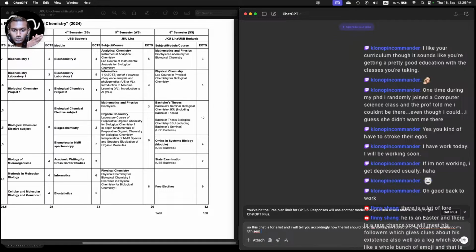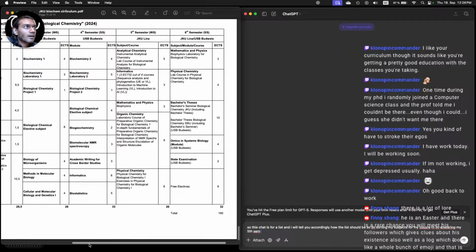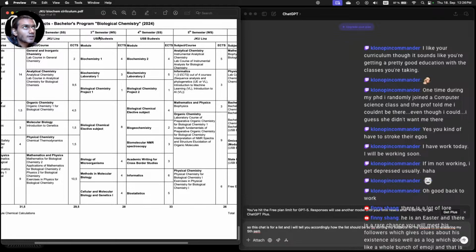I like your curriculum, though. It sounds like you're getting a pretty good education with the classes you're taking. I believe so. I should be, because I am paying 750 euros per semester. So I better get it. This third and fourth semester is one of the most important for me, because it's biology, and I can't attend it. The first two semesters, the third and fourth semester, I have to skip it.